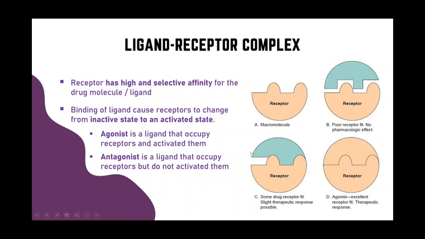The binding of the drugs to the receptors follows the lock and key model. This concept is closely related to the formation of a complex between enzyme and substrate or antigen and antibody. Receptor has high and selective affinity for the drug's molecule or ligand. The binding of the agonist ligand can change the receptors from an inactive state to an active state. In contrast, an antagonist ligand does not activate the receptors once it is bound to the receptors.